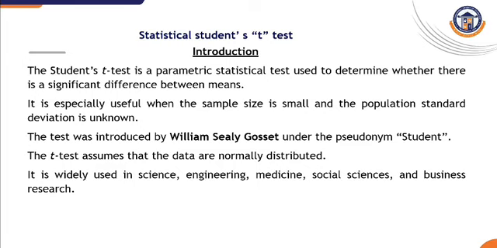The student's t-test is a parametric statistical test used to determine whether there is a significant difference between the means only. It is especially useful when the sample size is small and the population standard deviation is unknown. The test was introduced by William Sealy Gosset under the pseudonym "Student". The t-test assumes that the data are normally distributed. It is widely used in science, engineering, medicine, social science and business research.